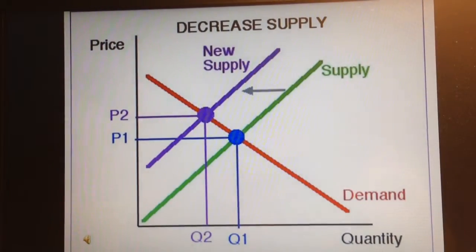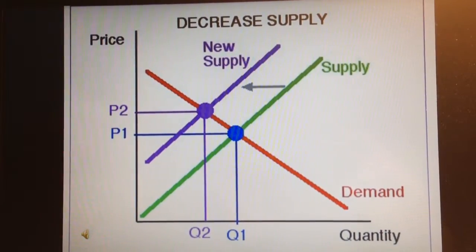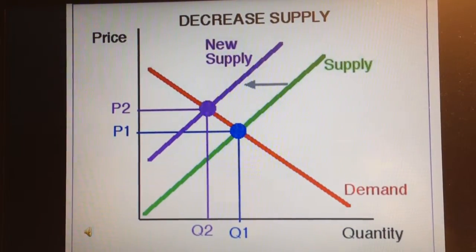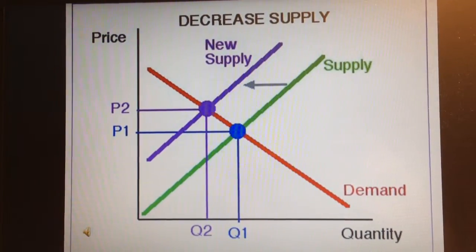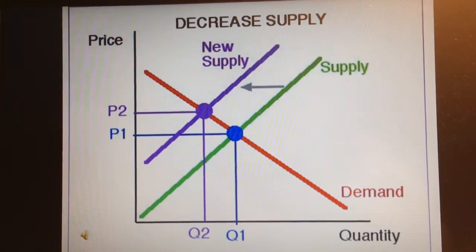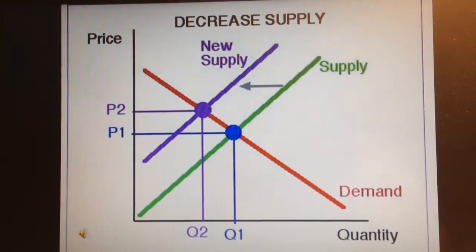This is an example of an increase in input costs, which would lead to a decrease in supply. The supply curve would shift to the left, resulting in an equilibrium point with a higher price and a lower quantity.